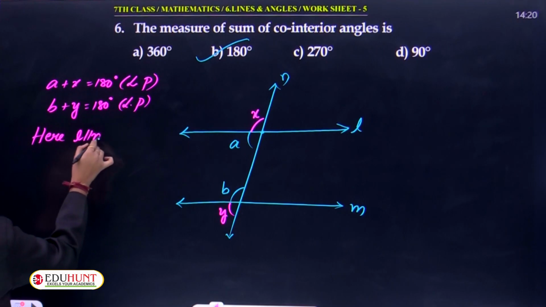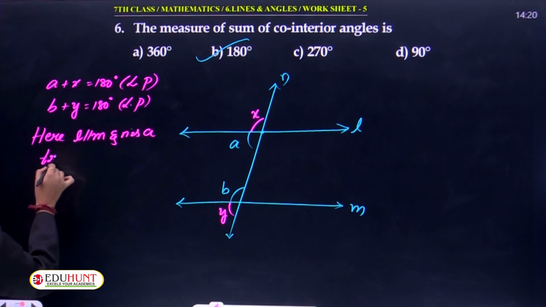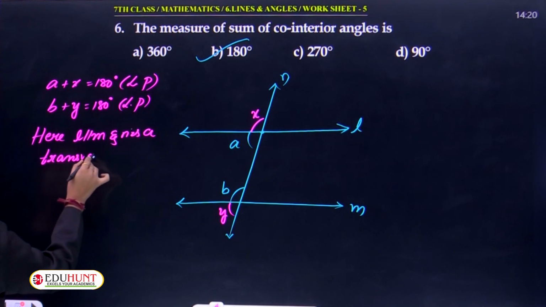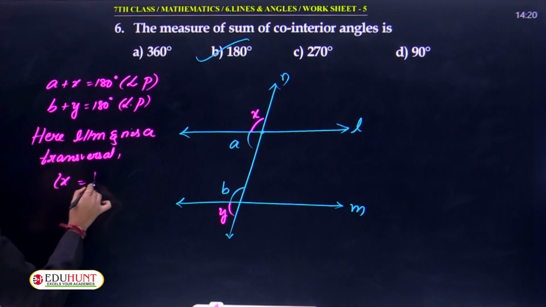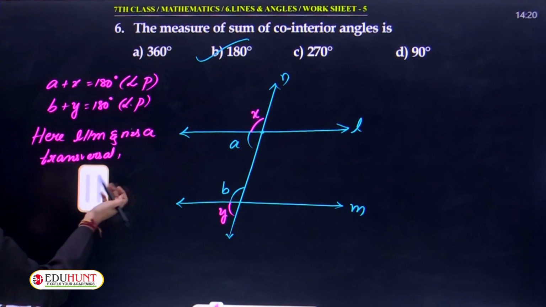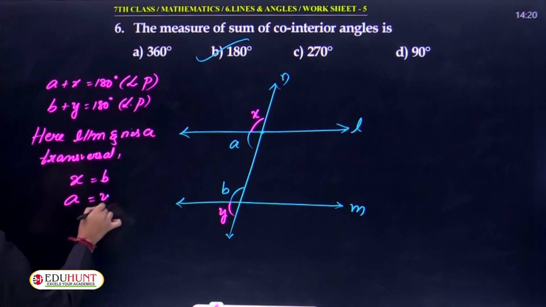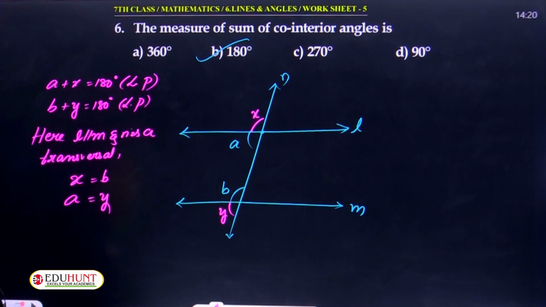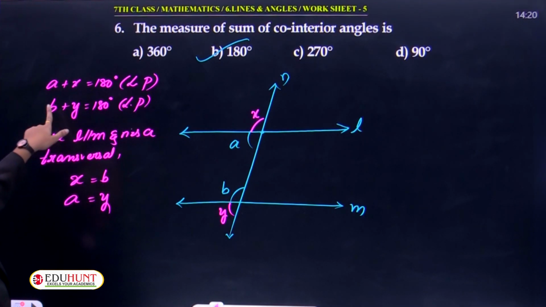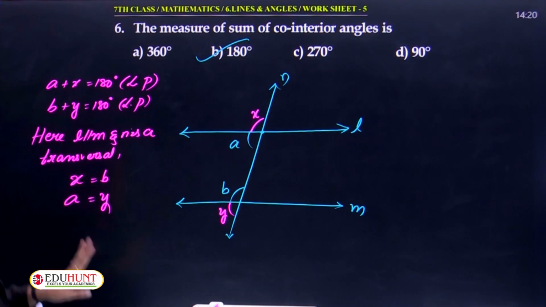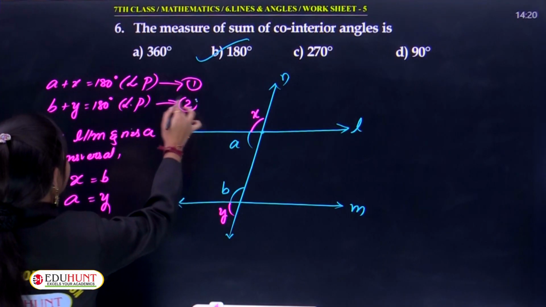And in the same way here, L is parallel to M and N is a transversal. Angle X is equal to B. And in the same way, A is equal to Y. See here, in the place of X, you can substitute B. In the place of Y, you can substitute A. This is equation number 1 and this is equation number 2.